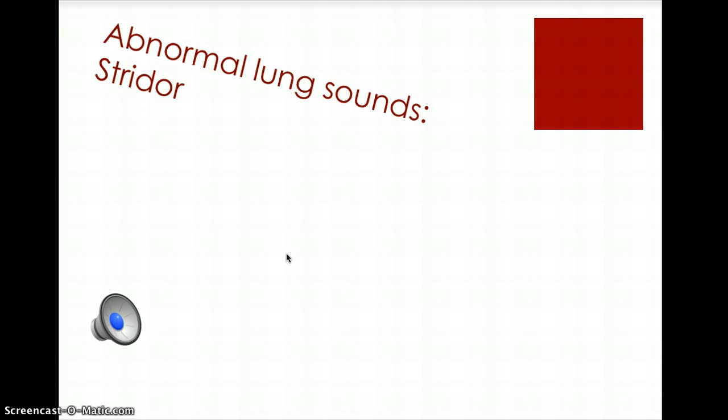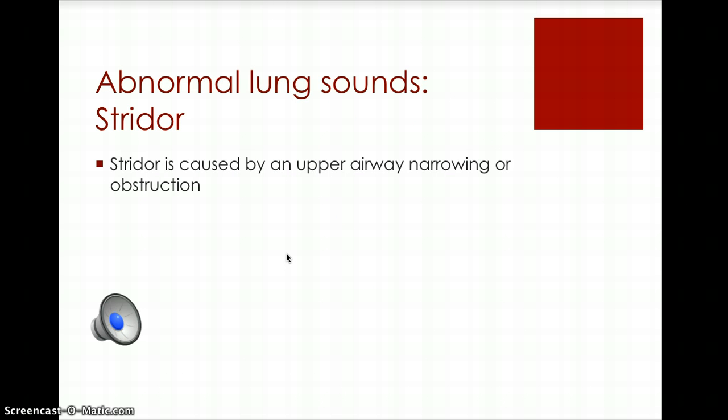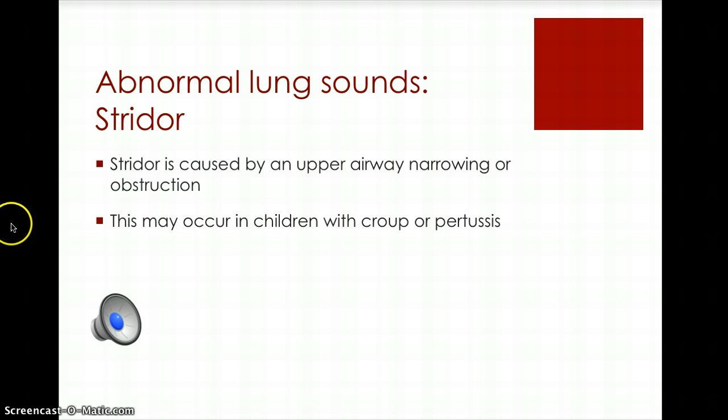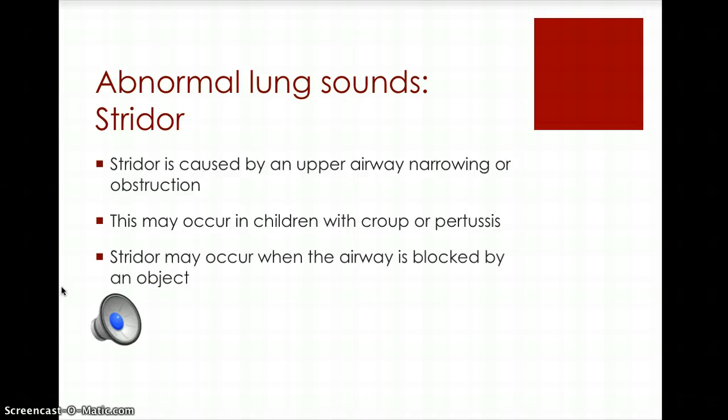The next one is stridor. Stridor is caused by an upper airway narrowing or obstruction. This may occur in children with croup or pertussis. You can hear that high-pitched sound, almost like air is trying to be pushed through a narrower space. It might occur when the airway is blocked by an object also.